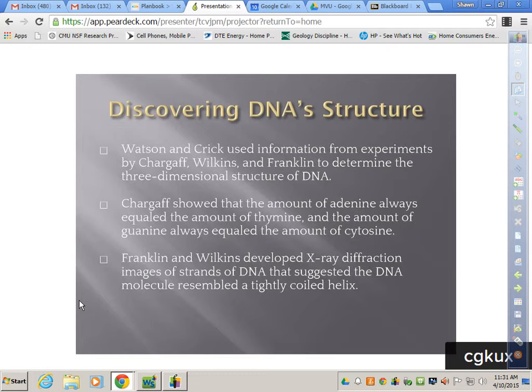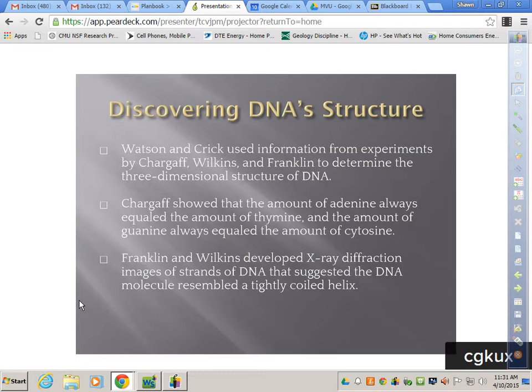All right, so Chargaff shows that the amount of adenine always equals the amount of thymine. We just talked about that. And the amount of guanine always equals the amount of cytosine. If I tell you one of the base pairs, you'll know the rest immediately. Now, Franklin and Wilkins developed X-ray diffraction, and this means that they looked at DNA underneath a microscope and then took pictures with an X-ray. We'll talk about what they got here. But it suggested that the DNA molecule was actually a helical shape.